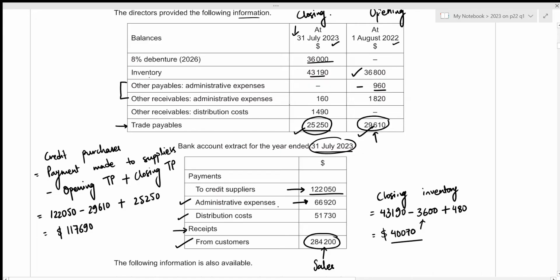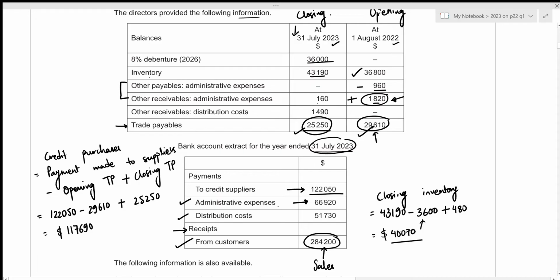Now let's move towards the receivables. We have receivables of 1,820 at the opening date. Since we're talking about receivables, this amount at the opening date will reflect the prepayment amount. So this amount is actually for the year ended 31st July 2023, which is the current year, but it was paid in the previous year, which is why we will be including this amount.